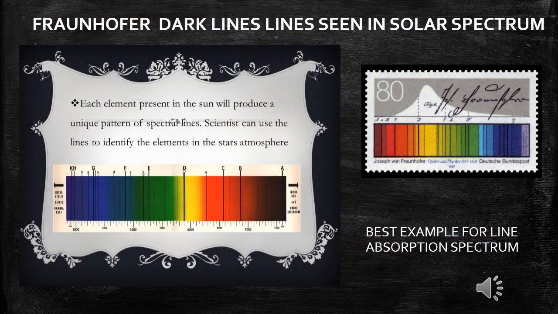Each element present in the sun will produce a unique pattern of spectral lines. Scientists can use the lines to identify the elements in the star's atmosphere. In 1987, a stamp was released to honor the scientist Fraunhofer.